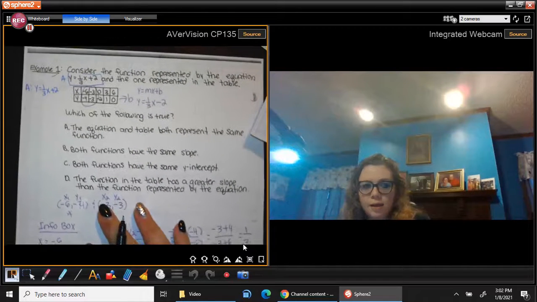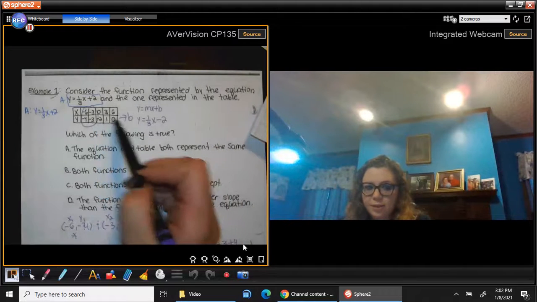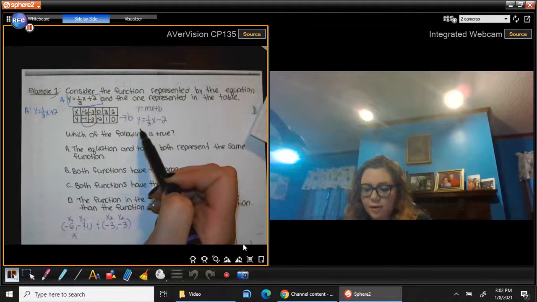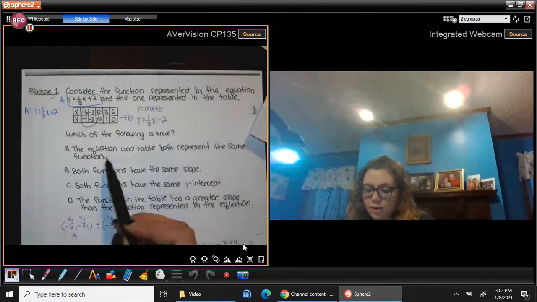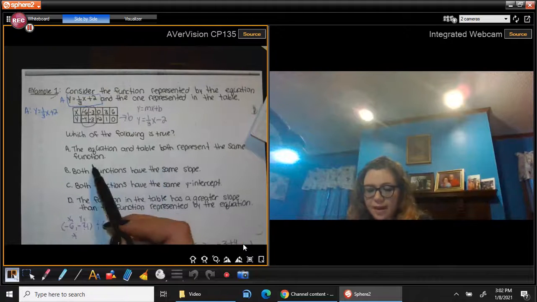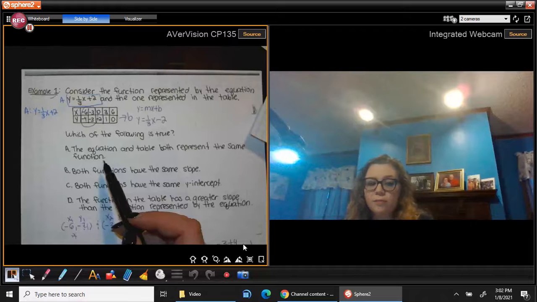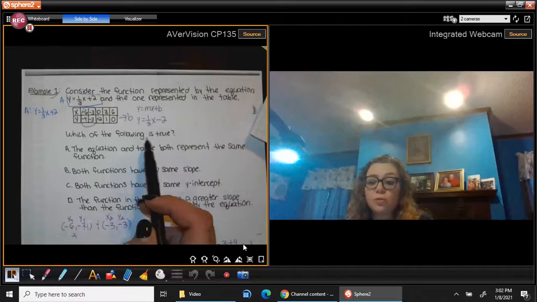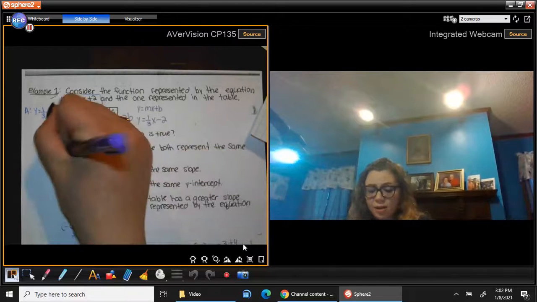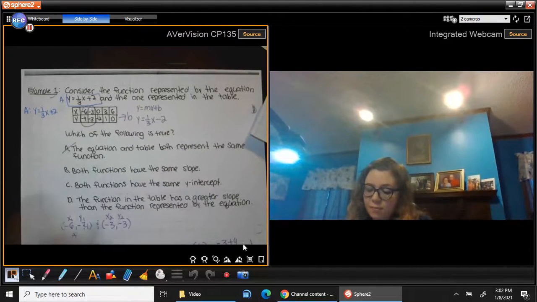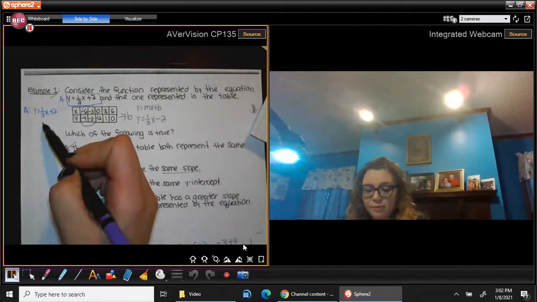So the equation for this table we just found is y equals 1/3 x minus 2. So do the equation and table both represent the same function? Is it the same? No. What is different between these two? Your y-intercept. This one's positive, this one's negative. So they're not going to be the same. Option B, both functions have the same slope. So what's the slope of this one?